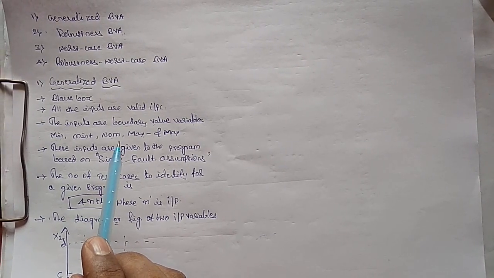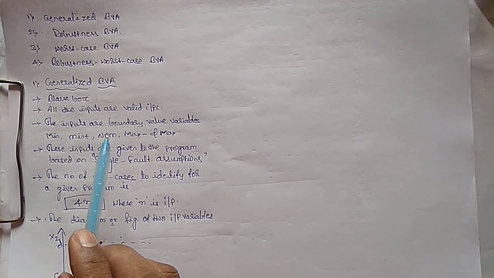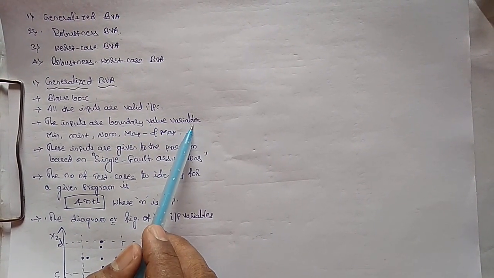Understood? I will repeat. The single fault assumption means if a program is accepting n input variables, out of these n input variables, one input variable we have to keep on changing with respect to the boundary value variable, like minimum, minimum plus, nominal, max minus, max, in this order. And the remaining other inputs we have to write as nominal. This is what one time one input variable we keep on changing with respect to the boundary value variable. That is the meaning of single fault assumption.